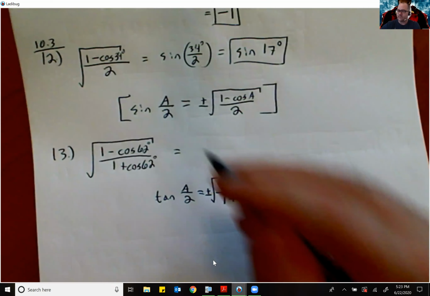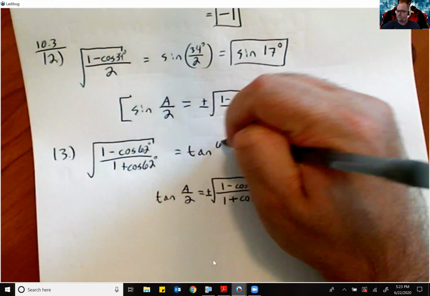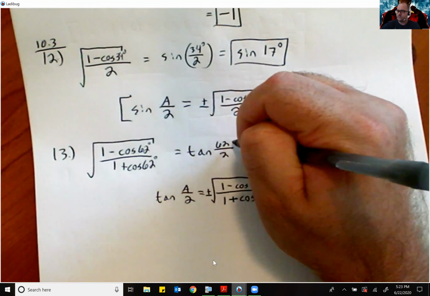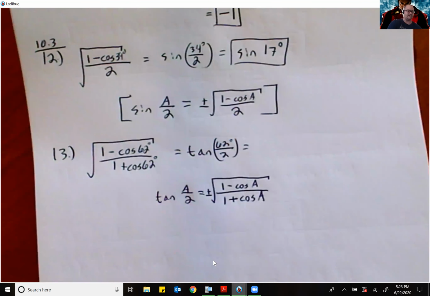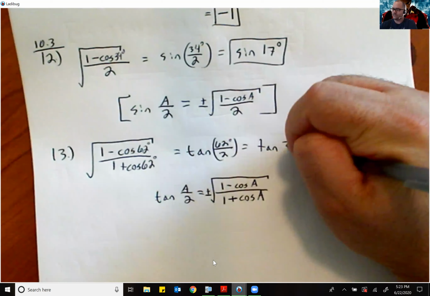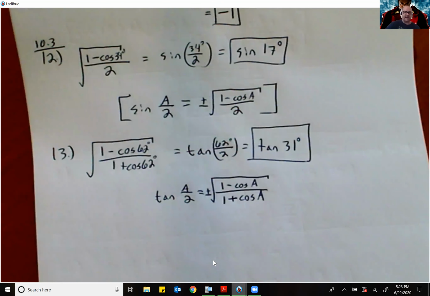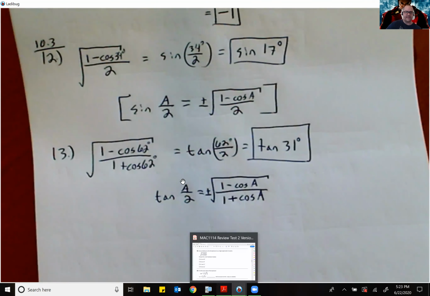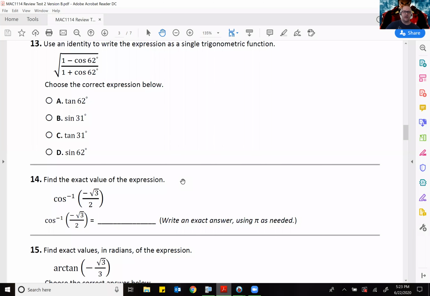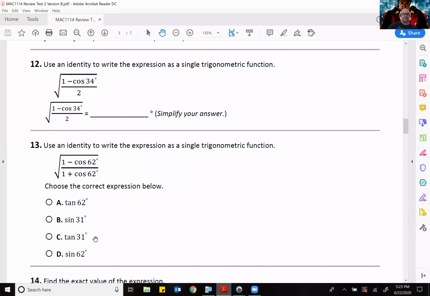So all we're going to do is just take this backwards. So this guy really looks like tangent 62 divided by 2. And 62 divided by 2 gives us tangent 31 degrees. That's the single trig function for that. Again, just like number 12, they don't want the exact answer. We'll get to that. They just want to know what does it look like as the trig function. So the answer on this one would have been C.